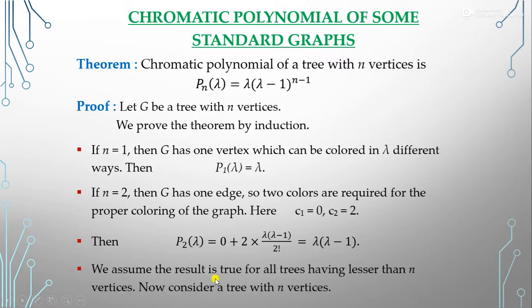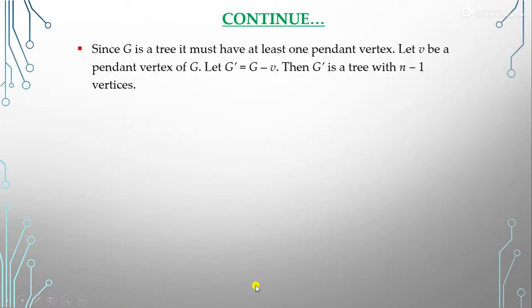Now, we assume the result is true for all trees having fewer than n vertices. So now consider a tree with n vertices, and since G is a tree, it must have at least one pendant vertex. You know what type of trees we have. So at least one vertex is a pendant vertex. What is the pendant vertex? One which has only degree 1. So that is the pendant vertex.